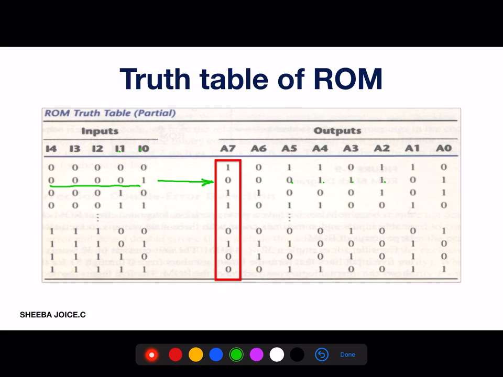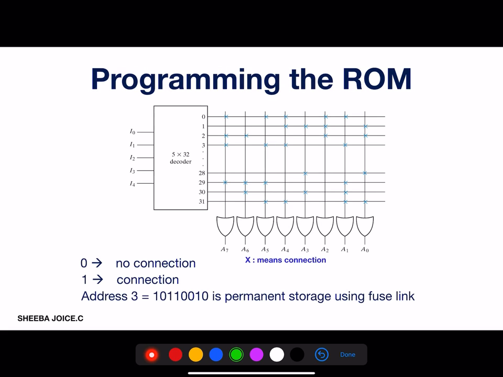Similarly, if I consider the address location 11111, the data that is stored in this location will be 00110011. Now, how to program this? We have a 5x32 decoder, which we saw just now, and we have the 8 OR gates. So this is going to be your 32x8 ROM.